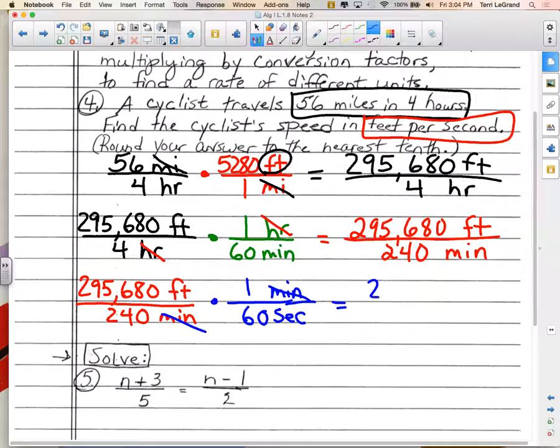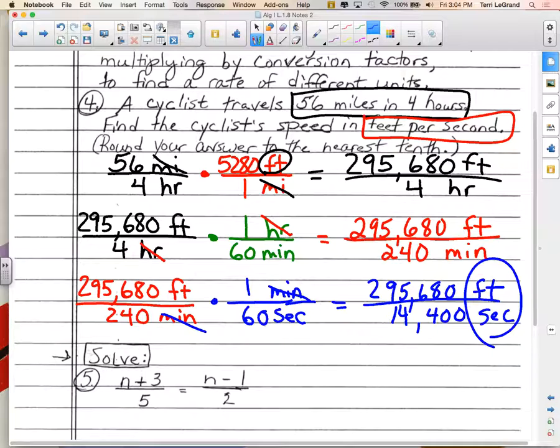We have 295,680 feet over whatever 240 times 60 is. What is it? No, I think it's more than that. I think it's 14,000 something. 14,400, yeah. 60 times 60 would be 3,600, but we have 240, so 14,400, and those are seconds. Well, look at that, we finally have feet over seconds, don't we? We have so many feet per so many seconds, but we want it as a unit rate.